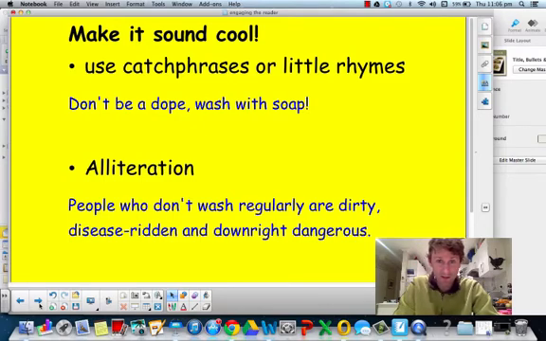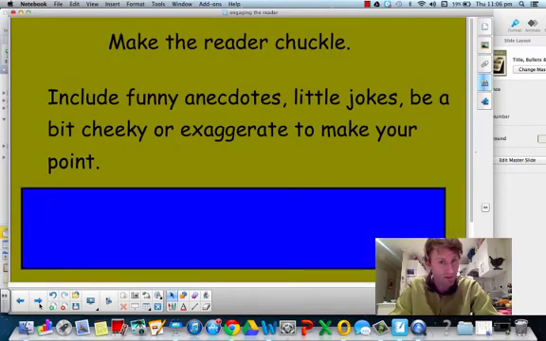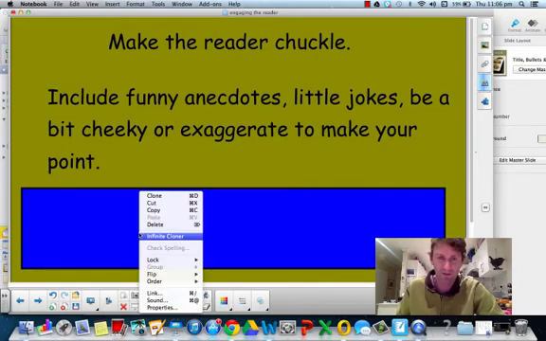Okay, let's move on to the last one. This is probably the hardest one. You've got to try to make the reader chuckle if you can. There's a few things you can do. You can include funny anecdotes, little jokes, be a bit cheeky, or exaggerate to make your point. So here's a little example of something that might make your reader chuckle.